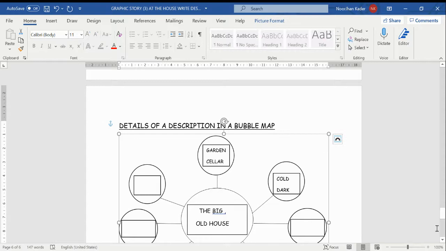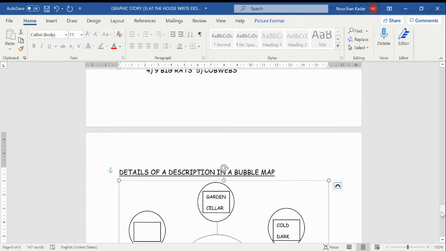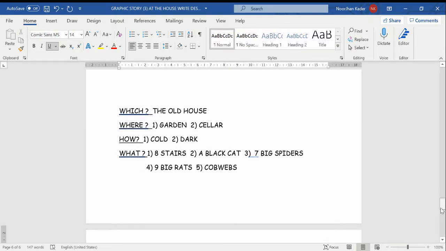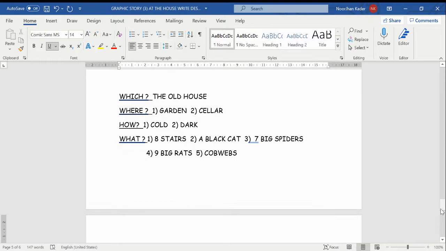Cold and dark. Okay. And the last question that we're going to answer, we've already answered where, and put the details into the bubble map. We've answered how, and now we're going to answer the fourth question, which is what. Oh, we have a few here.